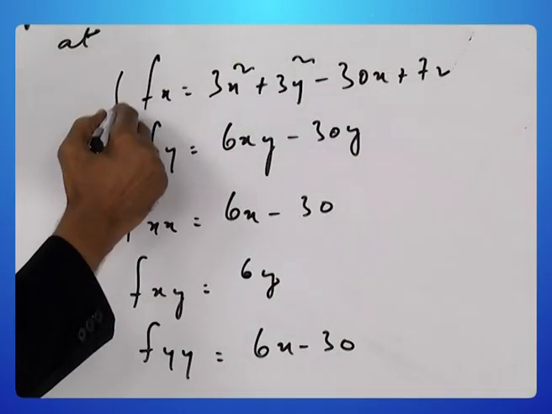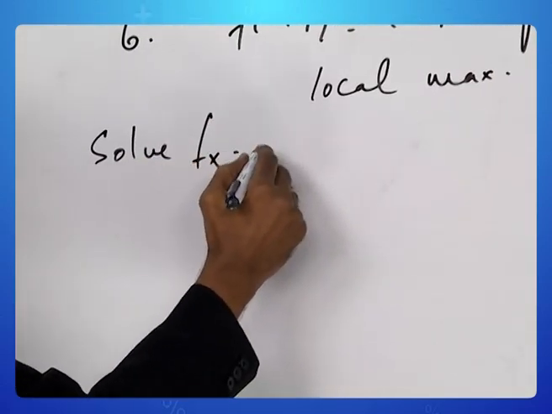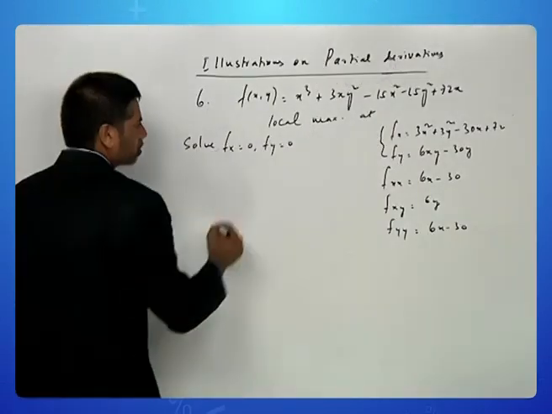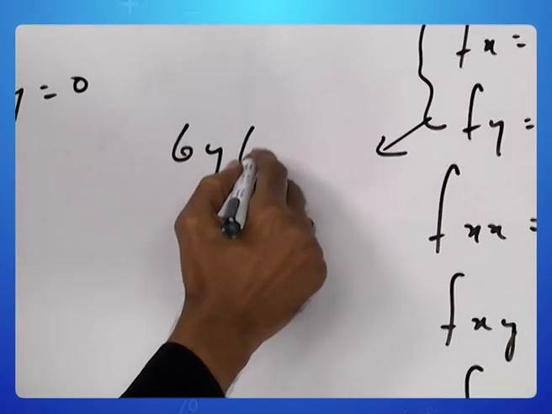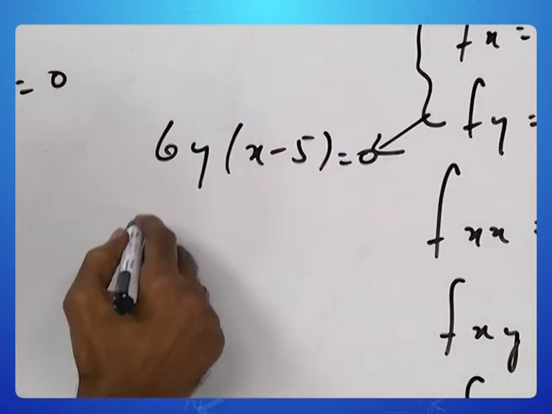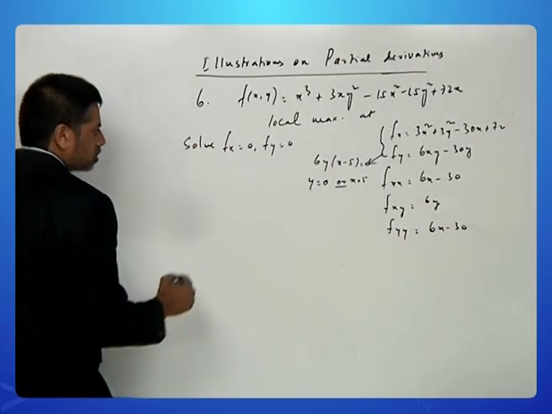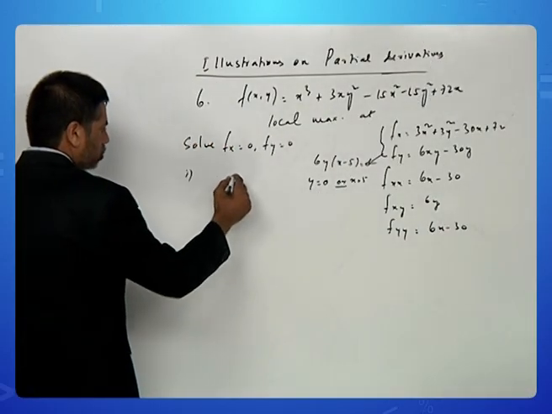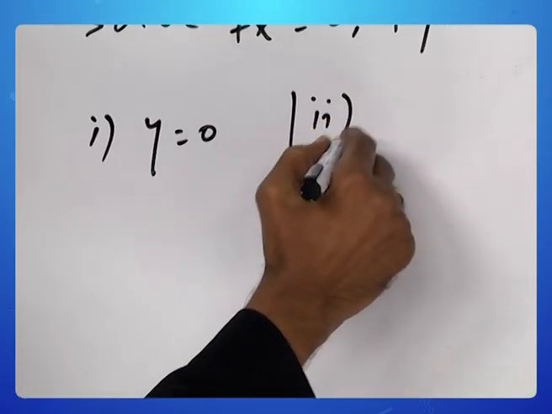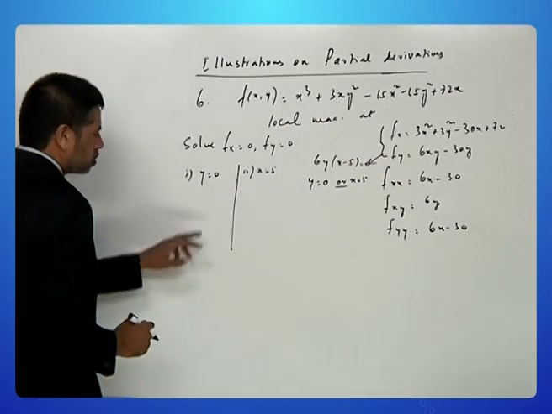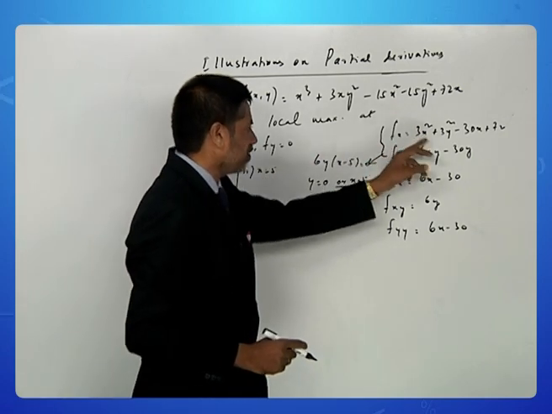Now first let us solve these two and get the critical points. So solve fx is equal to 0, fy is equal to 0. Now when you take fy is equal to 0, you will get 6y into x minus 5 is equal to 0. So you get y is equal to 0 or x is equal to 5. So two possibilities open out. One is when y is equal to 0 and the second case when x is equal to 5. So you substitute y is equal to 0 in fx. Similarly, you substitute x is equal to 5 in fx.